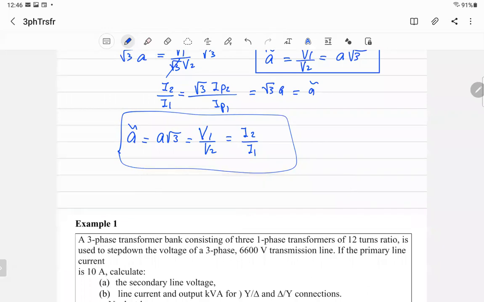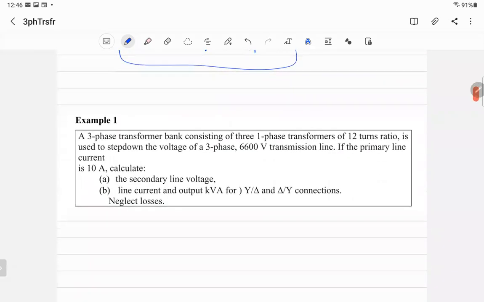And then when I download this document, as I show, I have a table showing all the connections and the relationship between the voltage and the current line to line in all connections, delta, star, delta, and all. Very simple. Okay, so let's just look at this example.